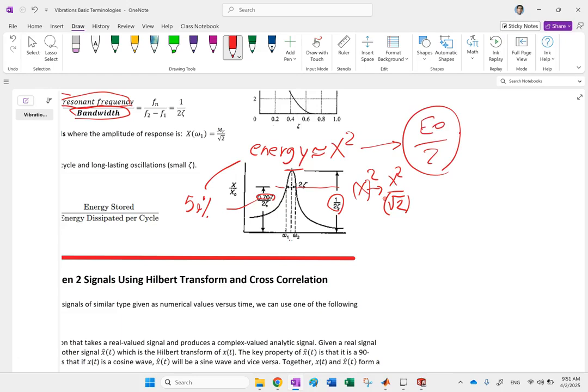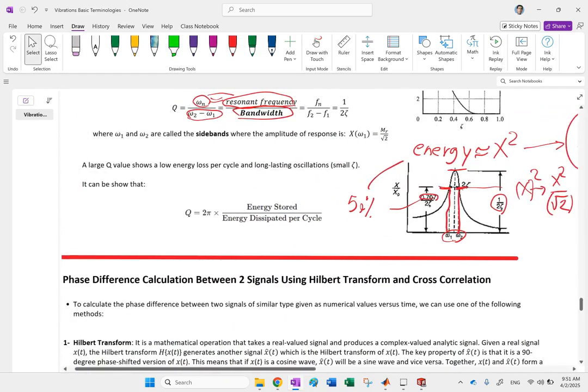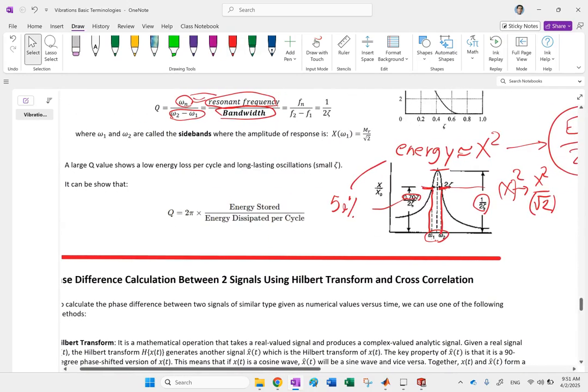So bandwidth is the range of frequency over which the amplitude of the signal stays above 0.707. This range is called bandwidth, and these two frequencies are called the sidebands or cutoff frequencies, you might call them. Okay?